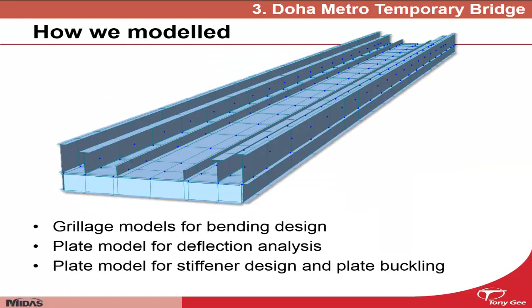So this is our rudimentary grillage model. We split it into I sections with the box and with the transverse elements underneath. And that was so that we could effectively design each of these I sections and determine what proportion of the load each of those primary load carrying members was taking.